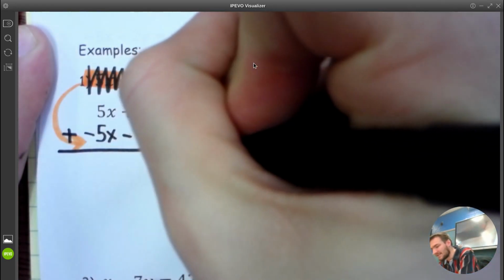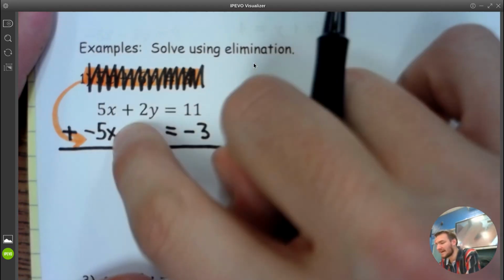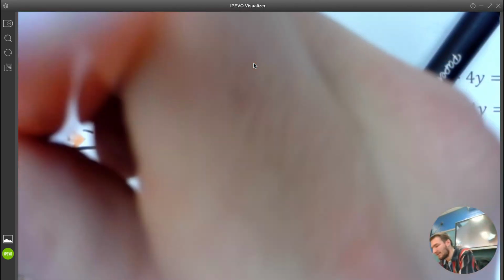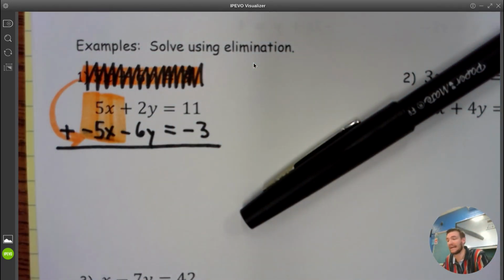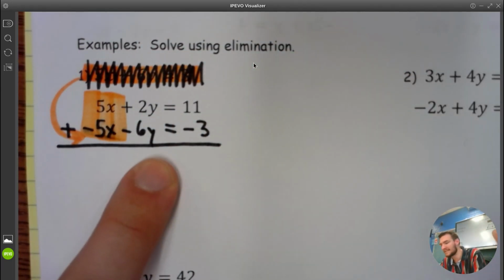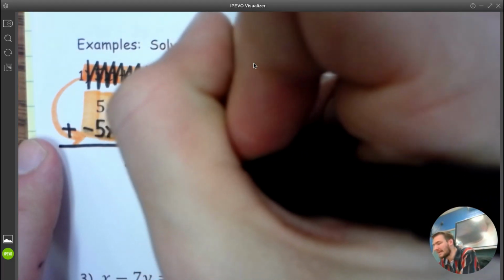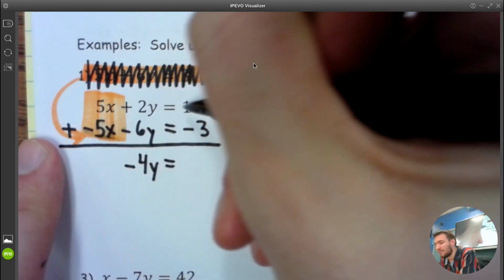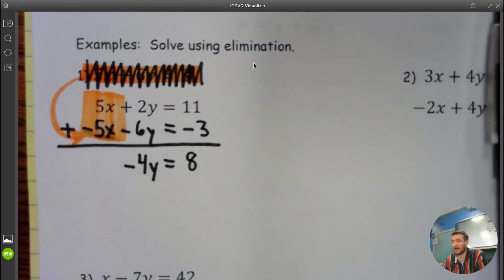So now let's add them up. Let's do everything like we did yesterday for the elimination adding. 5 minus 5 makes 0. So we're not going to worry about those x's. We're going to focus on the y's. What is 2 minus 6? Negative 4y. And what is 11 minus 3? 8.